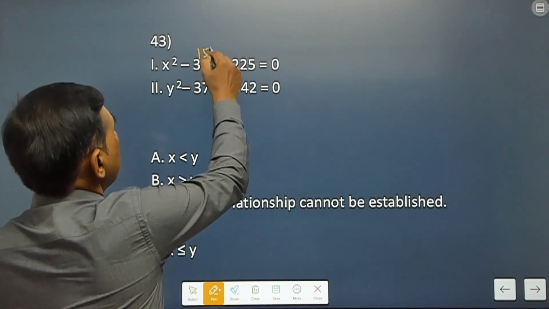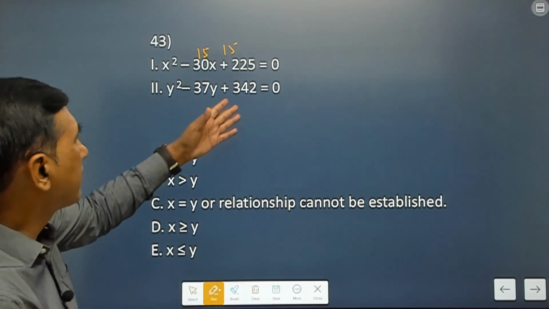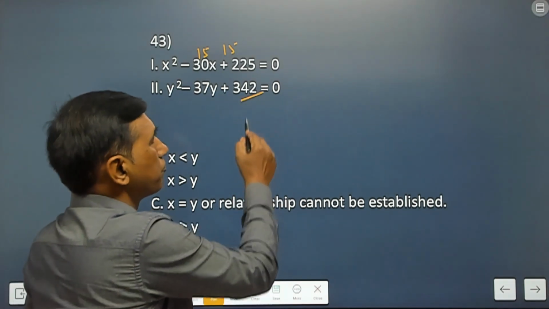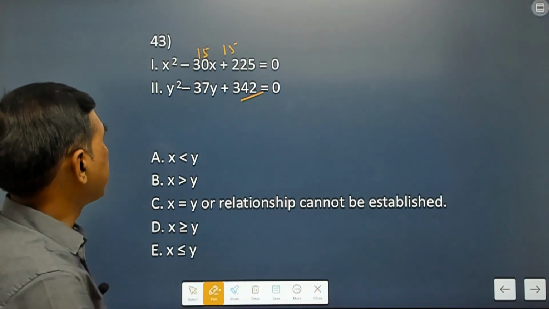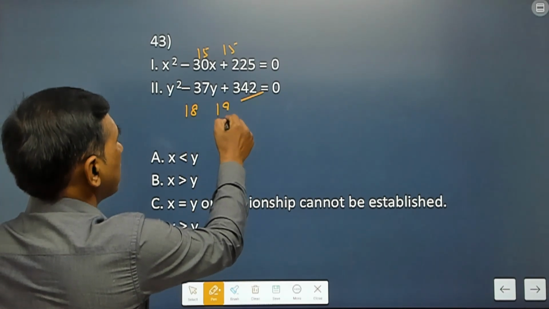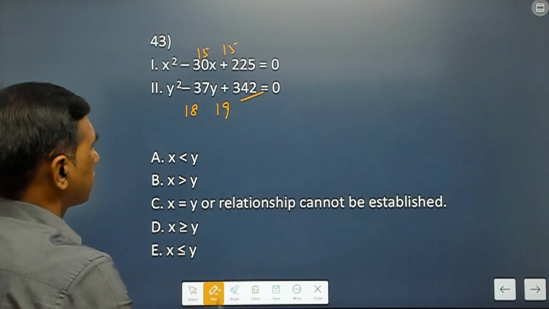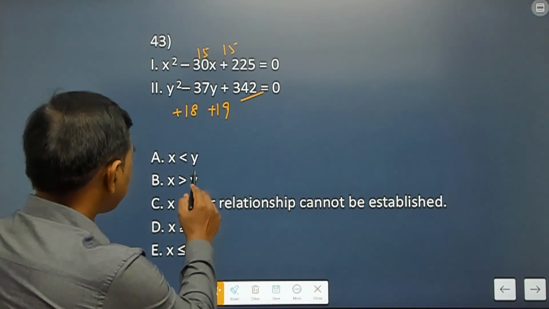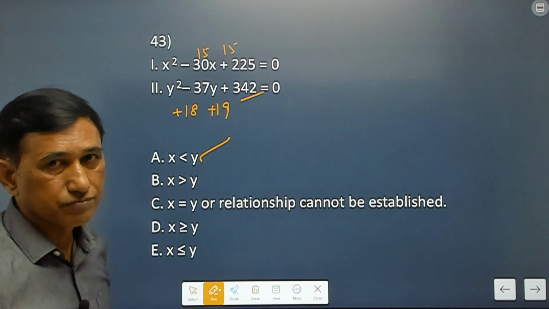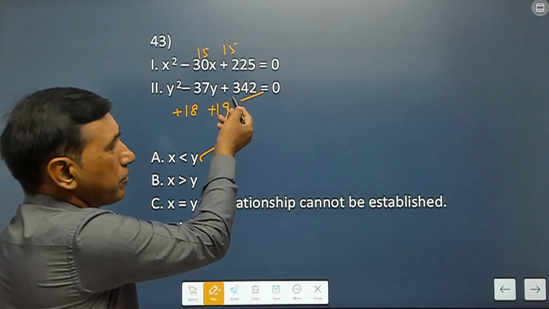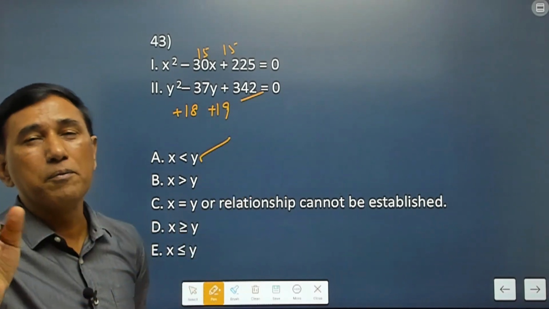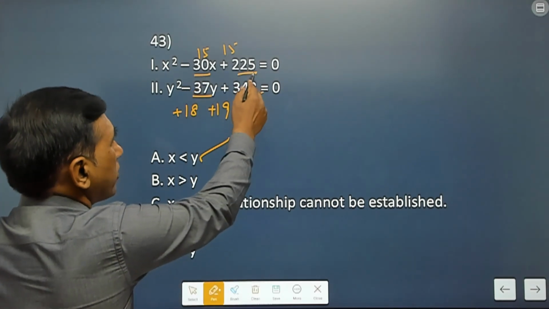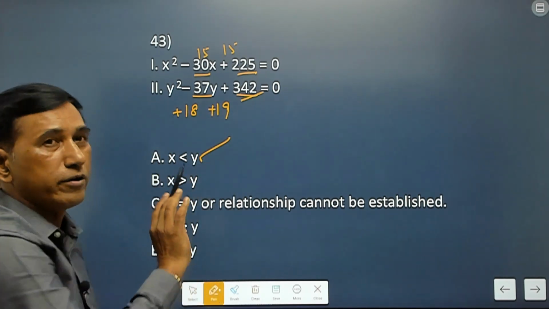This is 15 only, 15 and 15. Here 15 cannot be one number. So we'll just check 342. It is in between 18 and 19. So it has to be 18 and 19 only. Since it is also plus, y is greater than x. We knew that it could be bigger, but we were not sure whether it would be equal or not. Since it was 37, then 30, 342, 225, it was very much likely that y would be greater than x.